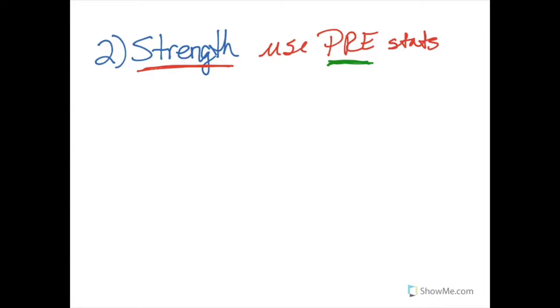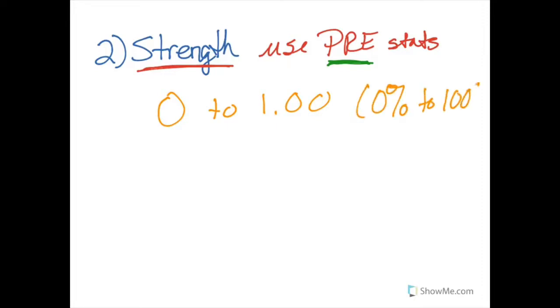PRE measures, all of them vary between 0 to 1.0, or if you prefer percentages, 0% to 100%. Now, those are the extremes. You can never have a negative PRE measure, and you can never have one that goes over 100%. 0 means the independent variable does nothing. It has a strength of 0. You're only going to get a 0 if there's no association.